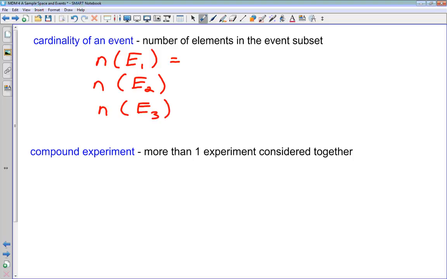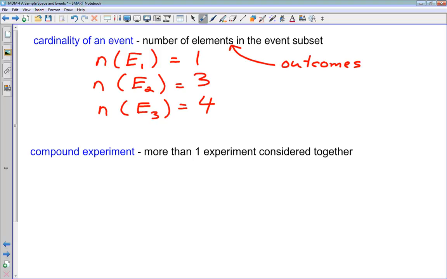So the number of elements in event 1, where we were rolling a 1, it's just 1. Number of elements in 2 was 3. And then the number of outcomes in our event 3, where we're rolling a prime number, was 4. So when we say elements here, these are elements of the set or outcomes for our experiment. So this is all pretty straightforward.